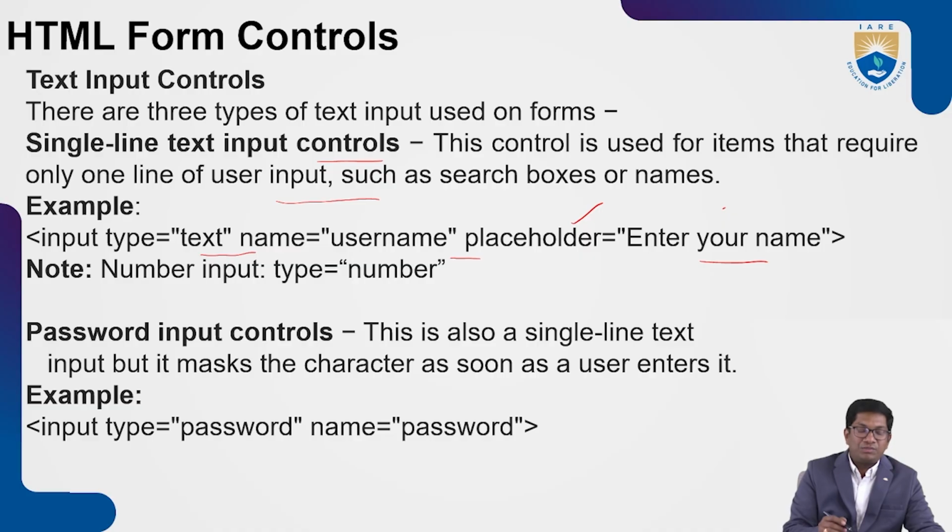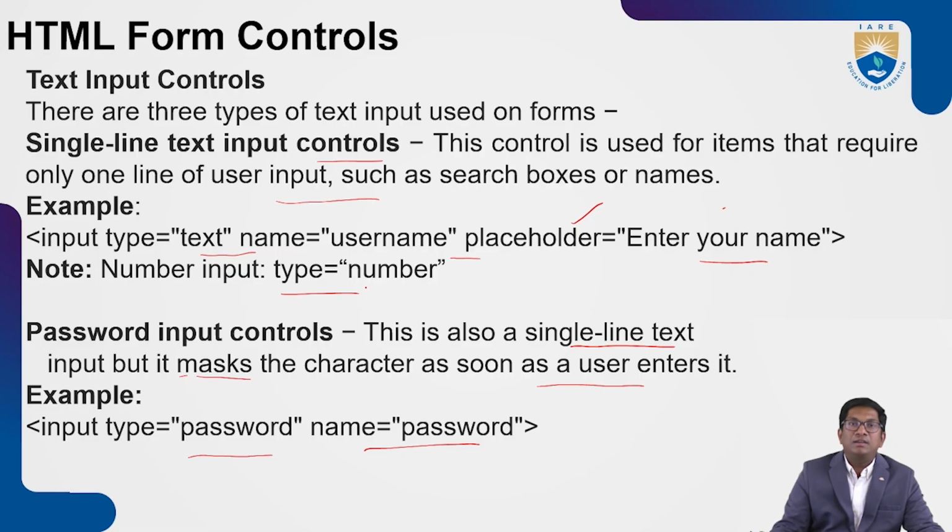Next one is password. We can also enter a password, which will mask the text. So this is also a single line text input control, but it masks the characters as soon as the user enters them. A simple syntax example: input type is equal to password and name is equal to password. If you want to enter only numbers, and not accept text, then you have to use input type number.